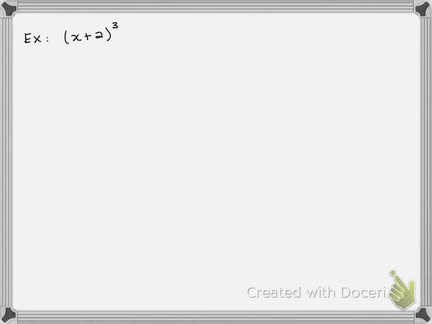Right, so we have to multiply x plus 2 times x plus 2 times x plus 2. Now I will tell you, no matter how you try, there is no way to multiply 3 factors all at the same time. The way that we multiply more than 2 factors is to multiply 2 of them and then multiply the result of that by the third.